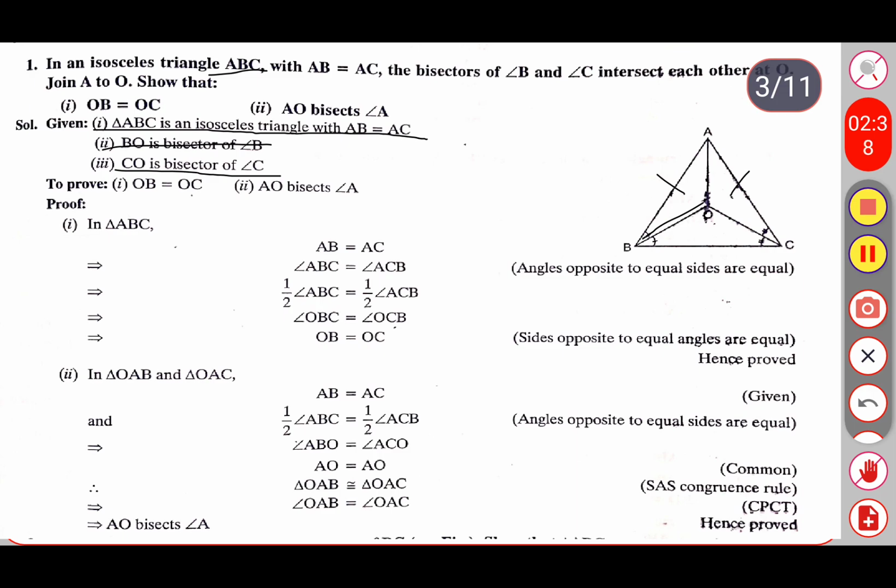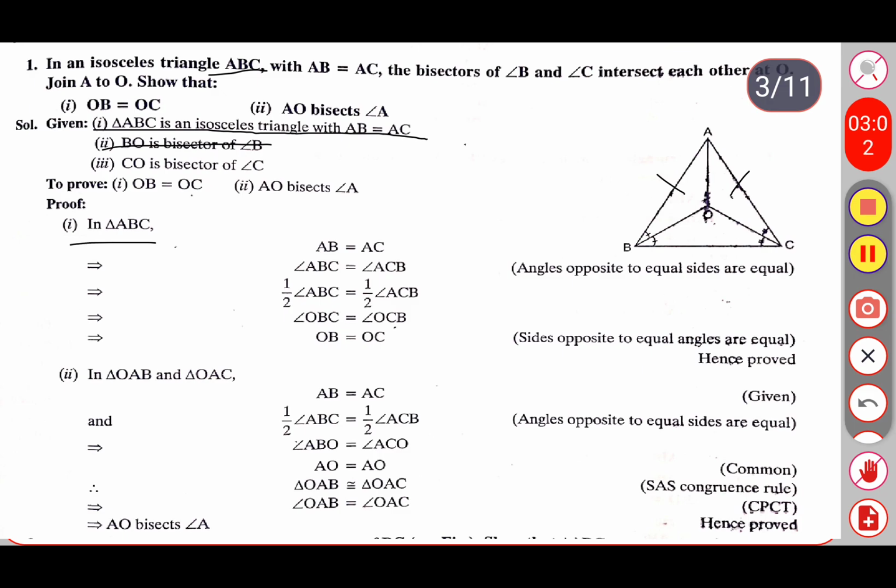So what do we need to prove here? OB is equal to OC and AO bisects angle A. Here we have one more line now. So this AO or OA will bisect angle A. Let's start the proof of the given question. First consider the triangle ABC.